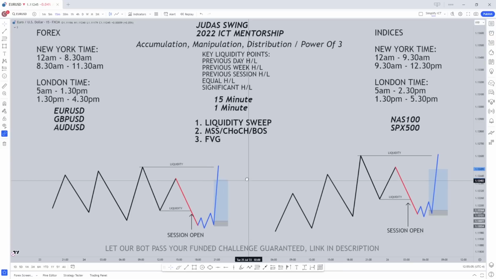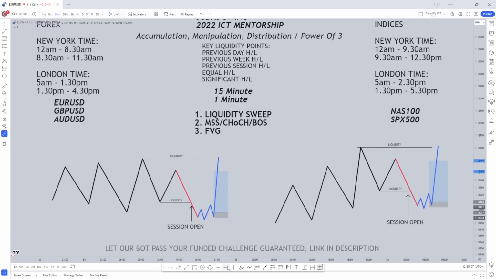Now, let's get into the theory side first. As you can see over here, we're going to mark out our time window. So midnight New York time, okay, for example, let's say this is midnight New York time over here as well. Then we're going to mark out our next time window, so to 8:30, let's say this is 8:30 over here. As you can see, session open. And same thing over here, we're going to mark out the session open.